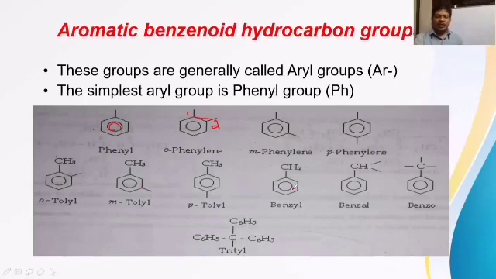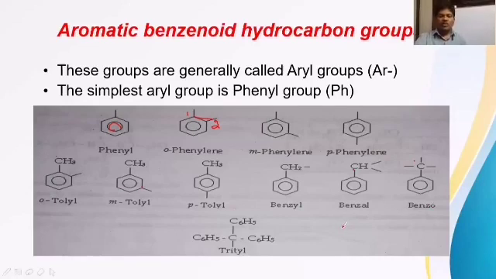Next, the benzyl group. How is the benzyl group obtained? Benzene nucleus with CH3 is generally called toluene. From the CH3 group, the side branch, 1 hydrogen is removed from the toluene molecule. Then we get the benzyl group. And from the toluene molecule, which is nothing but benzene with CH3, if 2 hydrogens are removed from the CH3 branch, 2 free bonds are available. So this group is called benzal. And from the toluene molecule, if all 3 hydrogens are removed from the CH3 group, we get the group called benzo. So benzyl, benzal and benzo are obtained by the removal of hydrogen atoms from the toluene molecule.